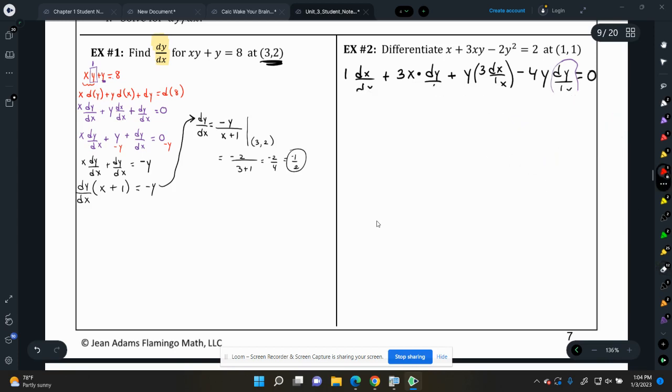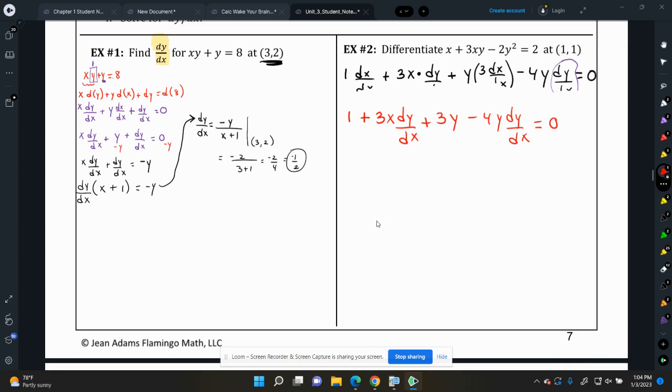Okay, so let's see. So we have 1 dx dx. So now I can let the dx dx drop out. Plus 3x dy dx plus 3y dx dx minus 4y dy dx equals 0. So when we're doing implicit differentiation, we have to put the dy dx and the dx dx in there.